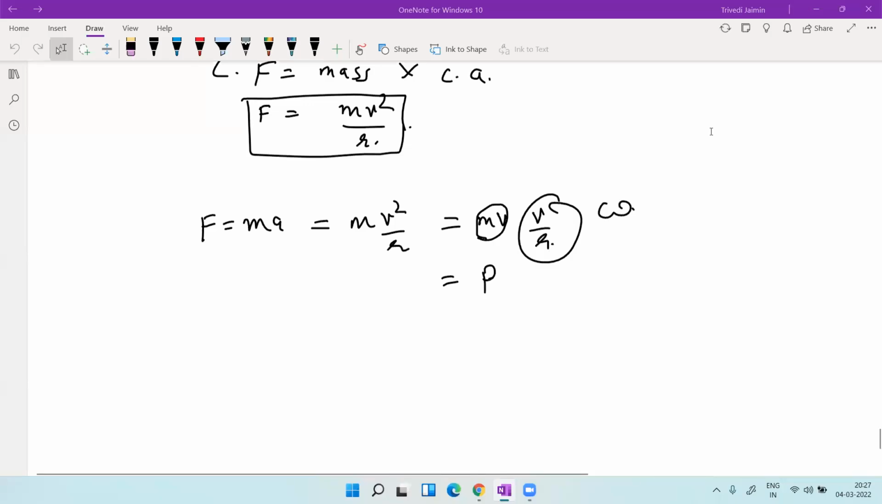So force equals P omega. That is, force is directly proportional to linear momentum and its angular velocity.